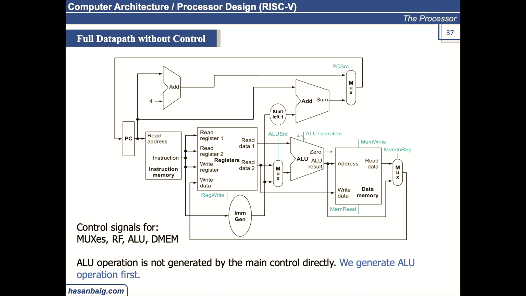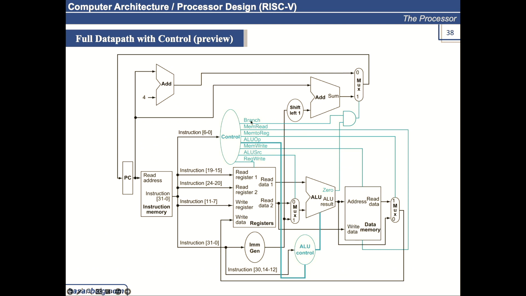Okay. So these 4 bits are not generated directly. Rather, we generate an ALU op first. Okay, what does that mean? Let me include the control module here. So this is the enhanced version of the processor diagram, with the control module here. All we need is an opcode to decide what will be the values of these control signals.